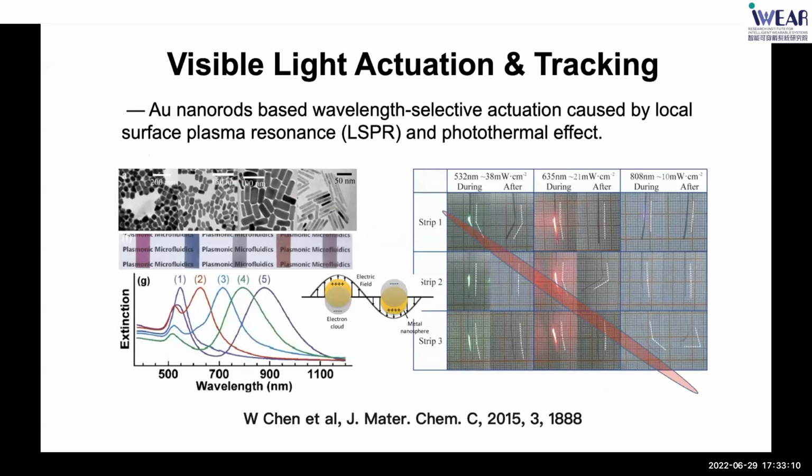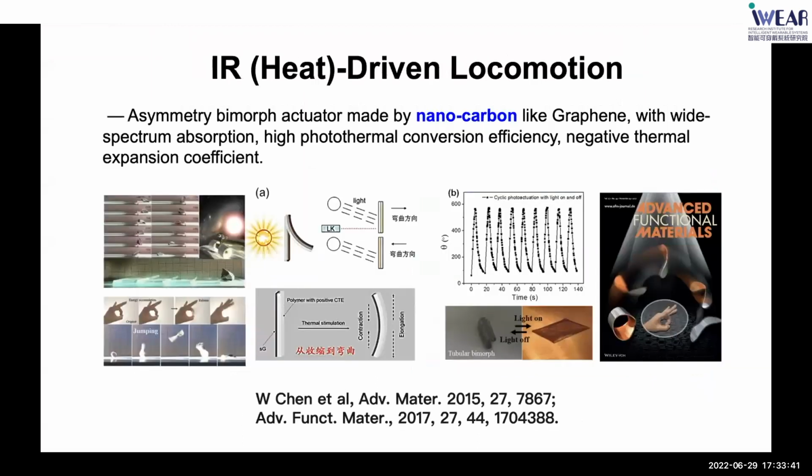The next example is visible light actuation. It is based on gold nanorods, with different aspect ratios and different localized surface plasmon resonance and photothermal effects. So we can make the actuator track the light, just like the sunflower tracks the light, for future adaptive device applications.